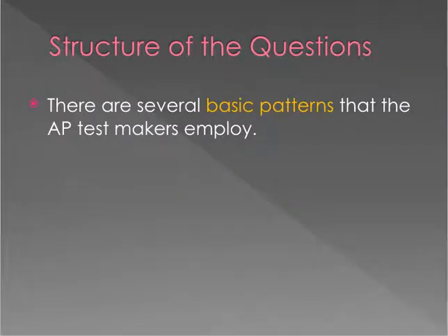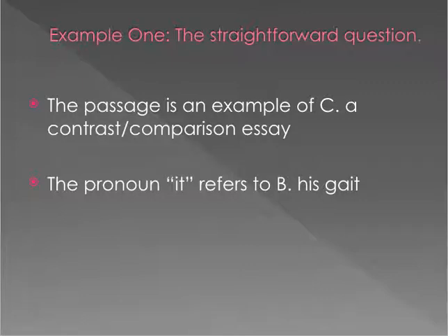So there are some basic patterns that the AP test makers use, and here's the first one. A very straightforward question gives you the stem, "the passage is an example of," and then your choices are A, B, C, D, and E. So it basically finishes the sentence, or the pronoun it refers to, and then it gives you the option choices that finish the question stem. That's a very straightforward question and pretty easy to understand what you're looking for.